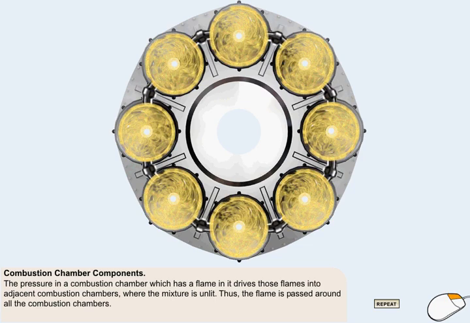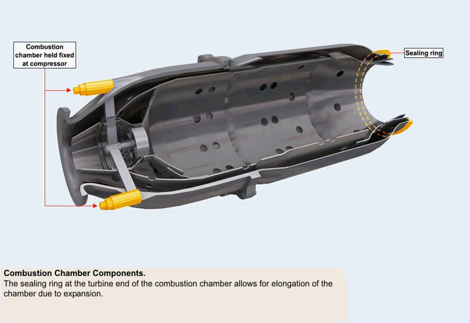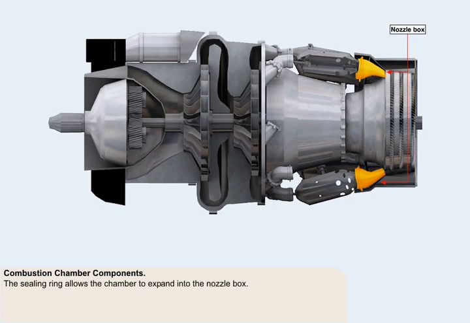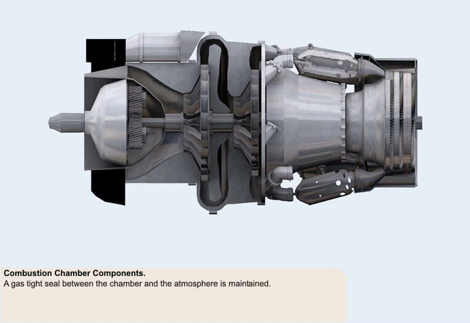The sealing ring at the turbine end of the combustion chamber allows for elongation of the chamber due to expansion. The chamber is fixed at the compressor end by being bolted onto it, and it cannot expand in that direction. The sealing ring allows the chamber to expand into the nozzle box, which is the portion of the engine immediately preceding the nozzle guide vanes, while maintaining a gas-tight seal between the chamber and the atmosphere.